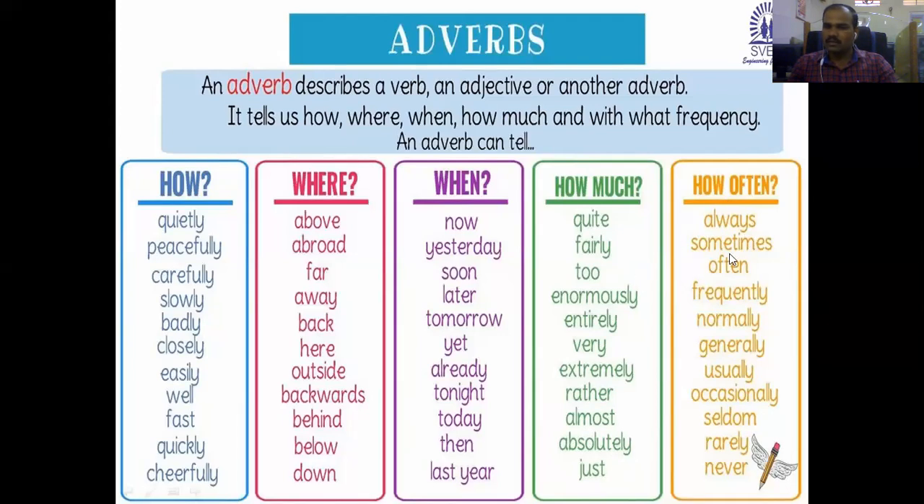How often? कसं? वारंवारता या दृष्टीनं. So always, sometimes, often, frequently, normally, generally, usually, occasionally, seldom, rarely, and never. So these 4 questions or 5 questions are required to understand the adverbs. Got it? Take the screenshot and prepare in your notebook.